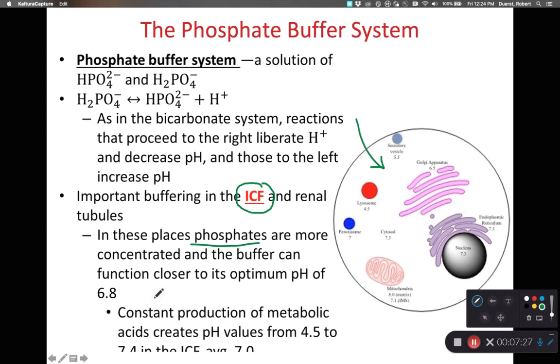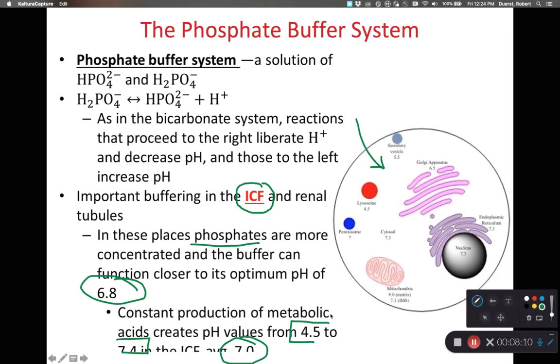And this buffer inside of our cells is going to function at an optimum pH of approximately 6.8. While it's working, there is constant production of these metabolic acids, so we have pyruvic acid, phosphoric acid, fatty acids. We're constantly making acids as a byproduct of our metabolism. So the cytoplasm of the cell tends to be a little bit more acidic than the blood plasma. The cytoplasm of the cell will fluctuate from a pH of 4.5 to 7.4, with an average within our intracellular fluid being approximately 7.0 for the pH.